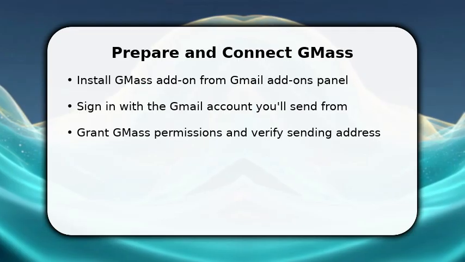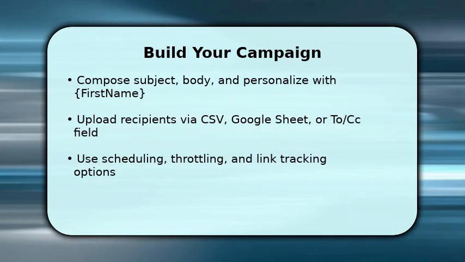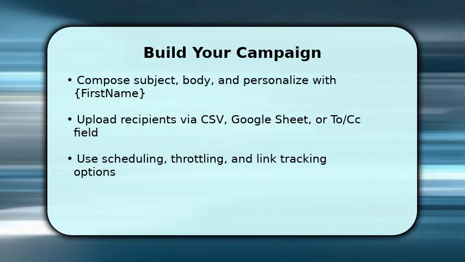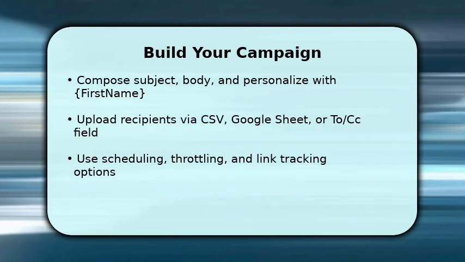Now you build the campaign, write a clear subject and a concise body, and use personalization tags like first name to boost engagement. Upload recipients from a Google Sheet or CSV, map columns to tags so names and data populate automatically.